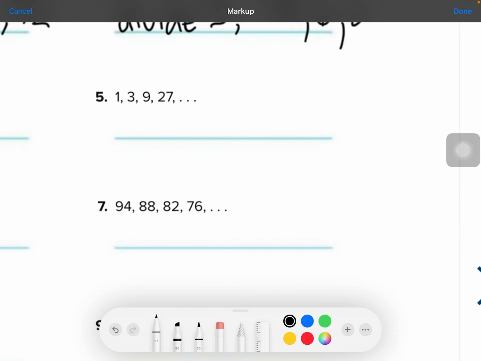Okay, number 5, looking at these numbers, let's see, between 1 and 3, there's 3. Between 3 and 9, there's 6. Between 9 and 27, there's a whole bunch more, so that's not working. What is it? Oh, I bet it is multiplying by 3.